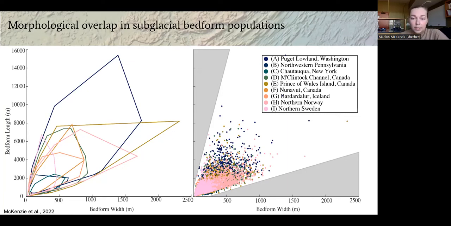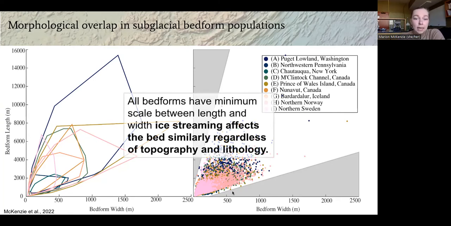But the most important takeaway here is that there's this minimum width to length ratio in which we see all bedforms across all sites existing. And this is indicating to us that ice streaming affects the bed similarly, regardless of the topography and lithology at the sites.